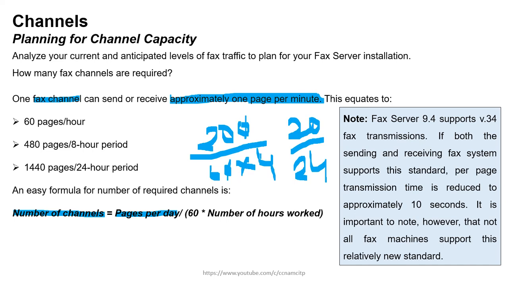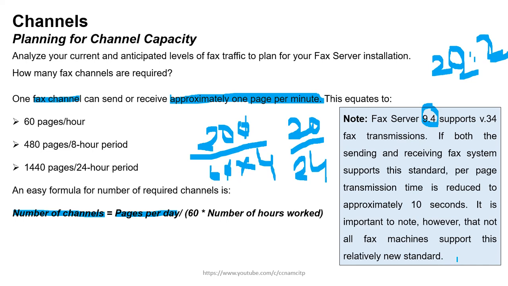Okay guys, now let's see a small note here. Fax server 9.4 supports version 34 fax transmissions. So it is a very old one. Now we have 22 version available, so we can go for the latest one. I'm just giving you information here. If both the sending and receiving fax system support this standard, per page transmission time is reduced to approximately 10 seconds. It is important to note, however, that not all fax machines support this relatively new standard.